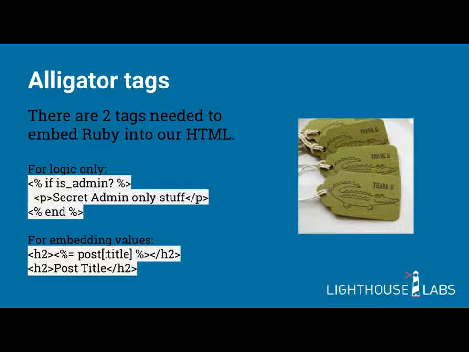Notice the closing tags, they're the same. No matter if your embedded Ruby or your alligator tag has an equal sign, which means you're going to spit something out to screen, it still has that same closing tag, no equal sign. Just a common error, common warning.